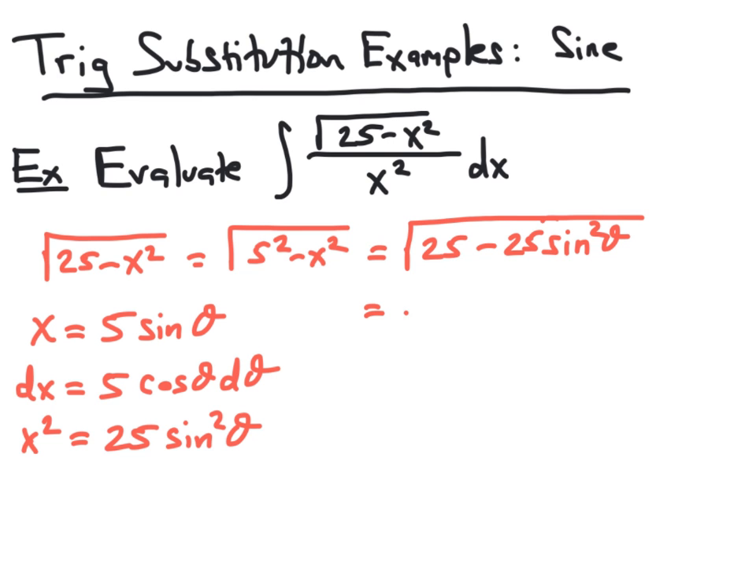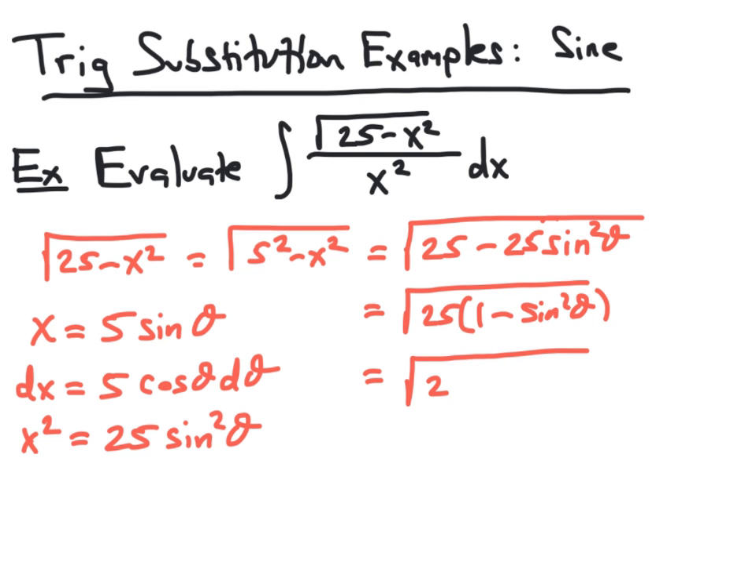Here we can factor out a 25 from that expression, and we're left with 1 minus sine squared of theta. And 1 minus sine squared of theta we know is equal to the cosine squared of theta. And so now this square root is being taken of a perfect square, and so this simplifies to 5 cosine of theta. And now we have all the expressions that we need in order to substitute into our original integral.